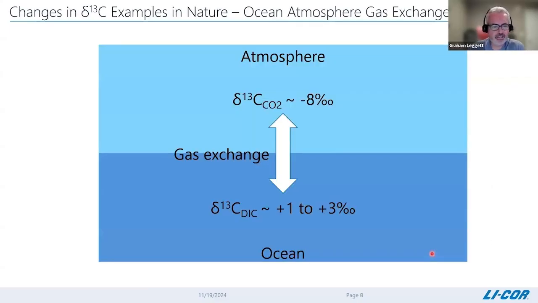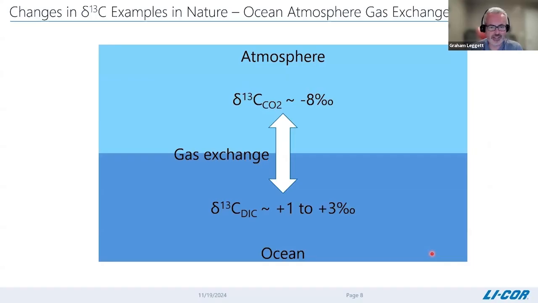I mentioned that the CO₂ in terms of chemistry is exactly the same regardless of the isotope. So chemical reactions remain unchanged. So electronically it's identical, but the difference in mass does affect certain physical processes. And I'll give just a couple of examples.